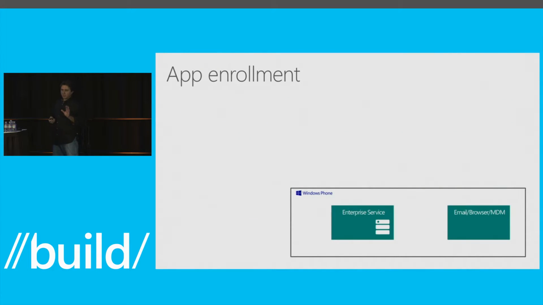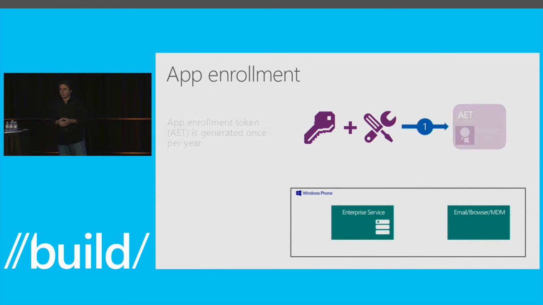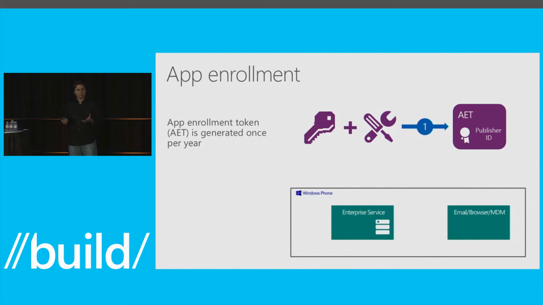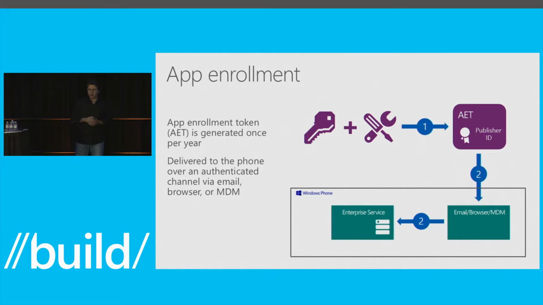So now we've had the different kinds of enrollment. What's the actual process to enroll? You take that key that I said to put aside for a while, bring that back now, and with the Windows Phone SDK, we're going to create what we call an app enrollment token, or an AET. This is a very simple XML document, contains the publisher ID that represents the enterprise, and has a signature associated with it. Again, it's generated once a year because the cert that signs it expires every year, so you need to generate a new app enrollment token when you get a new certificate, and that can be deployed to phones over an authenticated channel.